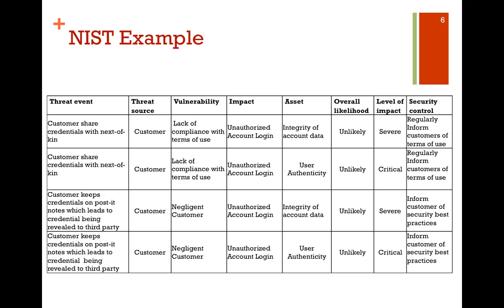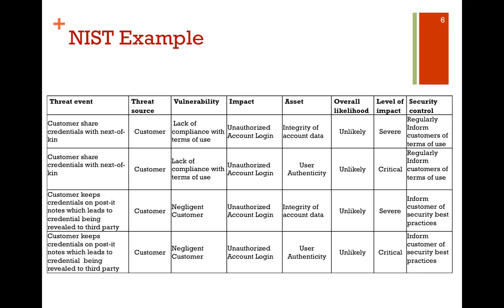In the first scenario represented by the first two rows, the customer exploits the vulnerability, lack of compliance with terms of use, to initiate the threat event customer shares credential with next of kin. The threat event results in the impact unauthorized account login, which affects the asset integrity of account data and user authenticity. In the second scenario, represented by the last two rows, the customer exploits the vulnerability, negligent customer, to initiate the threat event customer keeps credential on post-it notes, which leads to the threat event credential being revealed to third party. Also, this scenario results in the impact unauthorized account login, which affects the asset integrity of account data, user authenticity.